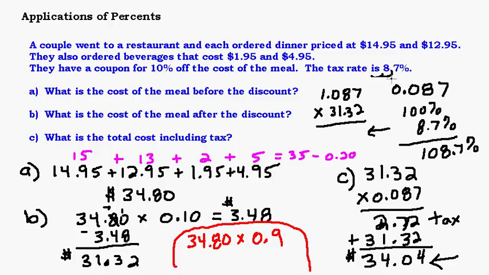So you could do it whichever way you like. I think the first way that we did it is probably the most intuitive way: figure out the tax and then add it in. But if you're comfortable with this shortcut, it's a good thing to know. Same thing over here on part B: figure out the discount and then subtract it.